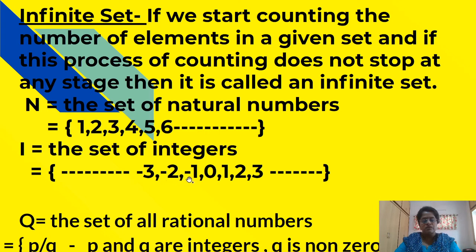-3, -2, -1, 0, 1, 2, 3. And one more example, Q, the set of rational numbers, which can be expressed as p upon q, where p and q are integers, q is non-zero. All these three sets are infinite sets. That is the set of natural numbers, the set of integers and the set of all rational numbers. All these three sets belong to infinite sets.